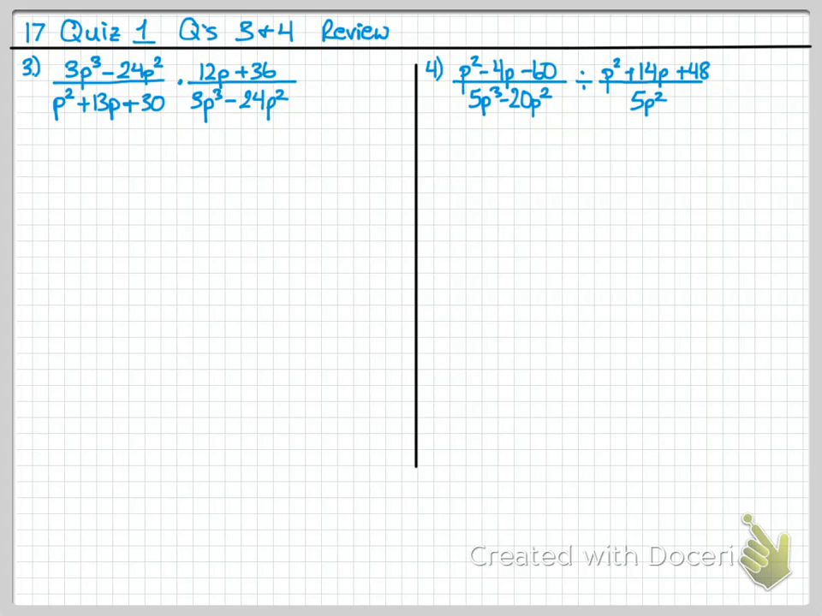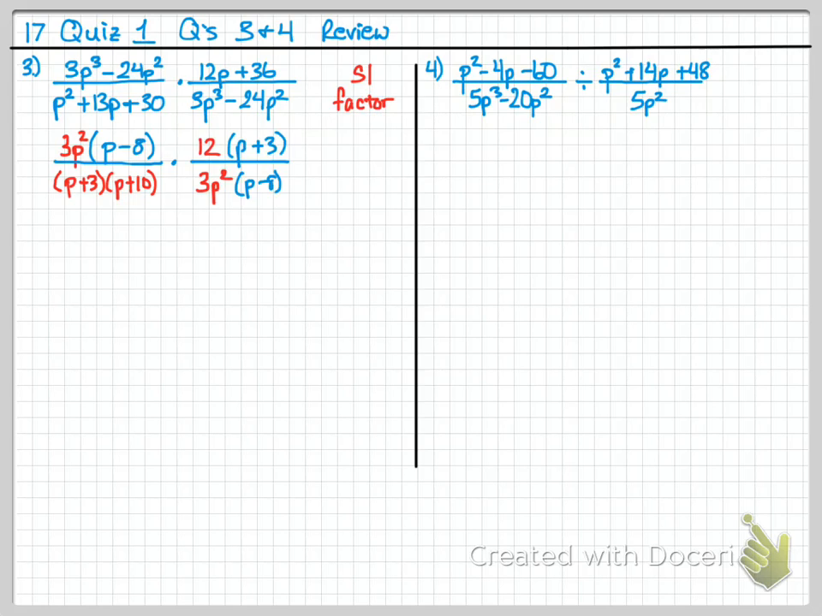Okay, so let's take a look at question number 3. Our first step is to factor everything so we can look at all the little pieces. So we take the numerator of the first one and factor out a 3p squared. Then you try factoring, press pause, and then let's see if we have the same things. Okay, welcome back. The denominator of the first one is p plus 3 times p plus 10. The numerator of the second one is 12, divide out of 12. And in the denominator, you divide out a 3p squared.